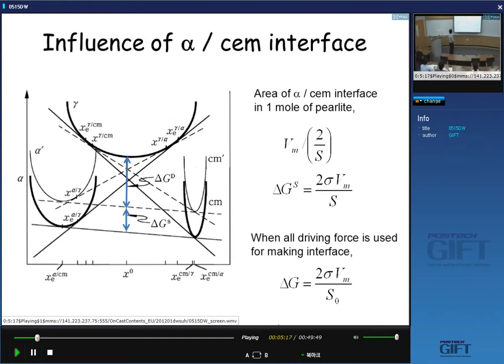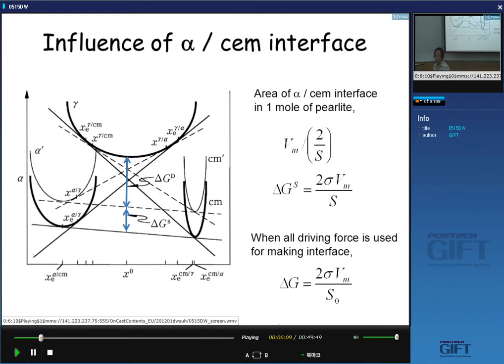How much? Let's say this solid line is the initial condition of our pearlite transformation. If all of the driving force is consumed by diffusion, then the equilibrium concentration of carbon in austenite in front of the ferrite will be given by this point, and the equilibrium carbon concentration in front of the cementite will be given by this position. Right?